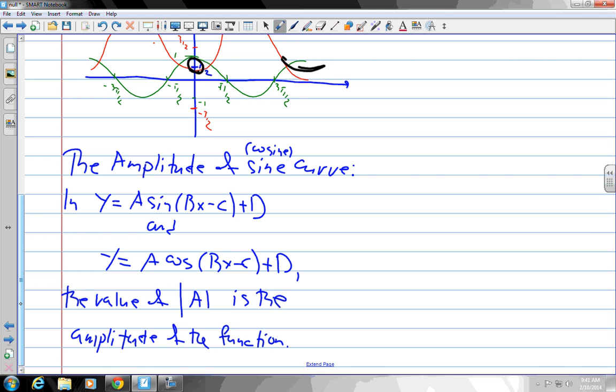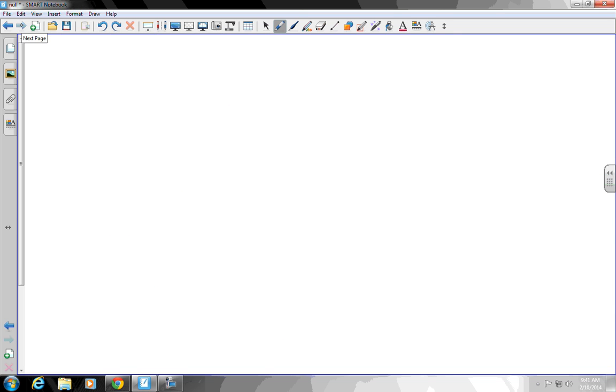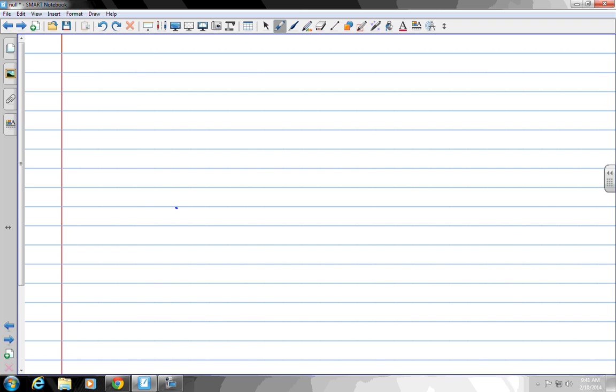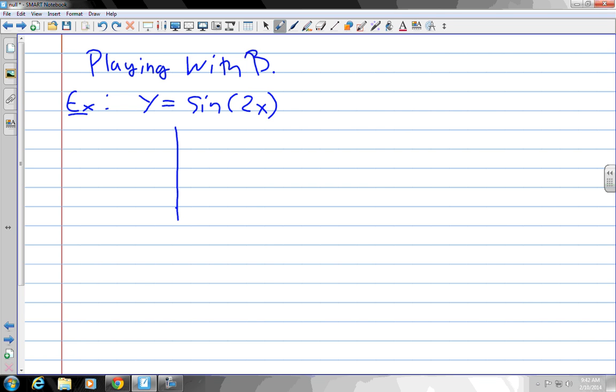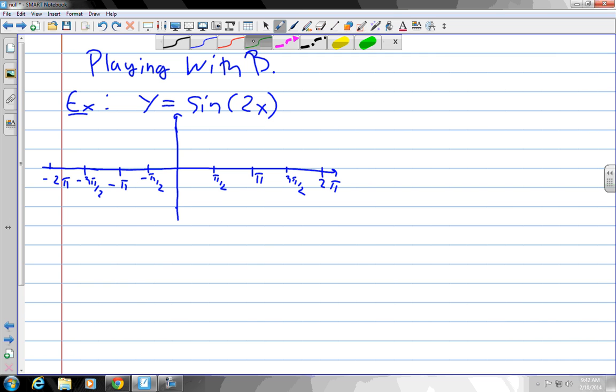So let's play with B. For example, if I give you y equals sine of 2x. What we agreed is, if you multiply the variable by a constant bigger than 1, it will shrink the graph of the function horizontally. If we think about this, the original intercepts were pi, 2 pi, negative pi, negative 2 pi, so the graph of the original sine curve was this.